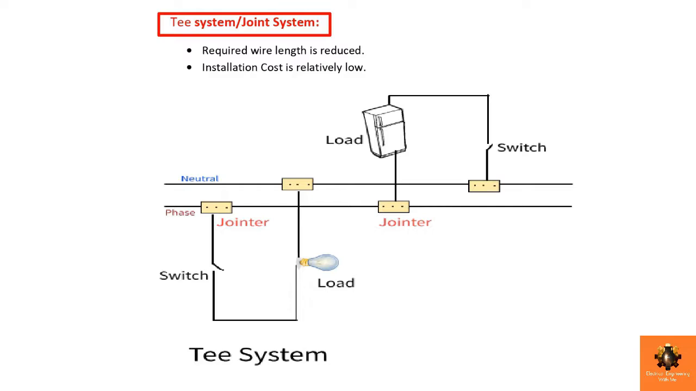But nowadays this type of wiring is not in use. But sometimes this T type or jointing type wiring system is used for temporary wiring, because in this wiring system the required length of the wire reduces, therefore installation cost reduces as compared to the looping system, but there is not a huge difference in installation cost.